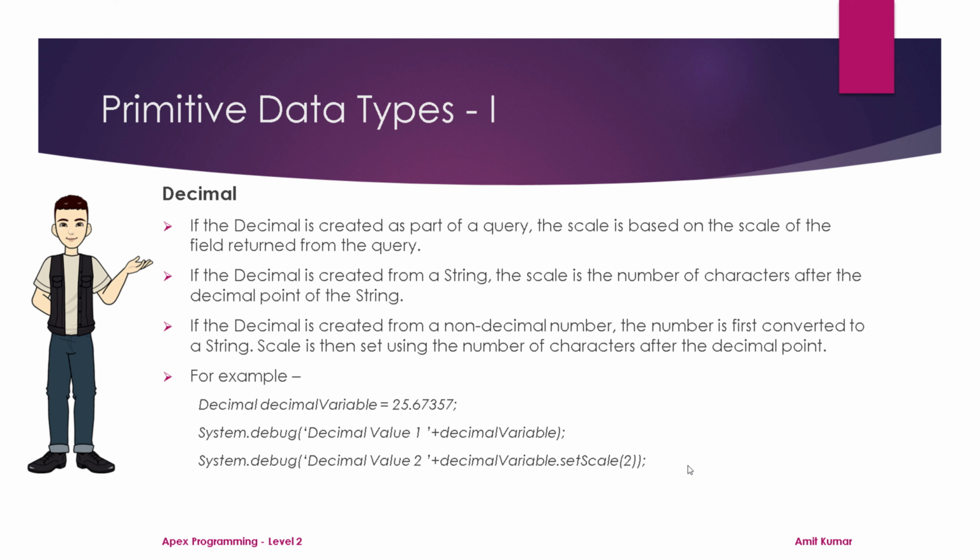Now clearly we can create a decimal value as you can see in the example over here, and in the second debug we have used the setScale method to set the number of decimal places to 2, and definitely it's going to truncate the rest of the decimal places from the value.